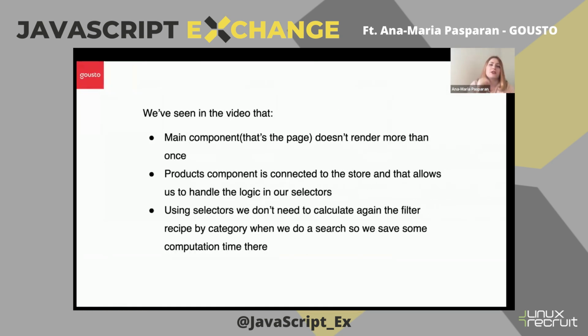So what we've seen in the video is that the main component, the page, doesn't render more than once. The product component is connected to the store, and that allows us to handle the logic in our selectors, and also render just the product component when we make changes. Using selectors, we don't need to recalculate the filter by category when we do a search, so we save some computation time there. This was just one selector and one simple filter, but just imagine how you can save a lot of computation in other kinds of scenarios.